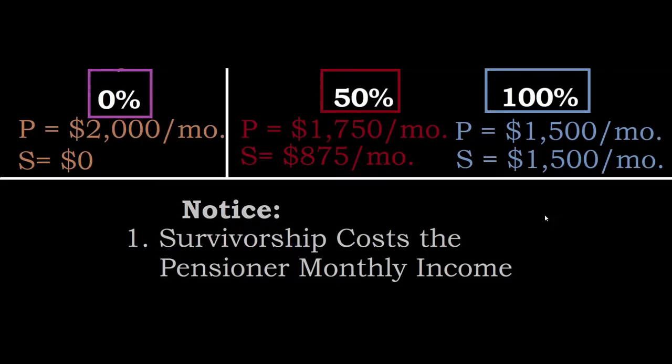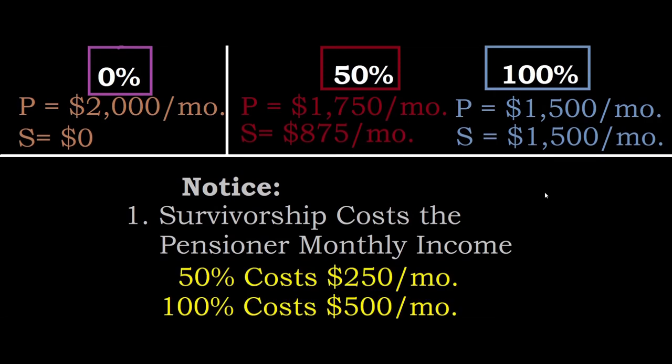Now I want you to notice a couple of things. Number one, survivorship isn't free. For 100% survivorship, you give up $500 a month. Even 50% survivorship is still going to cost the pensioner $250 every month. So at this point, a life insurance agent will ask something like this. What do you call it when you spend a certain amount of money every month, when it costs you something every month to guarantee a death benefit to someone else in the event of your death? And the answer is, it's called life insurance.